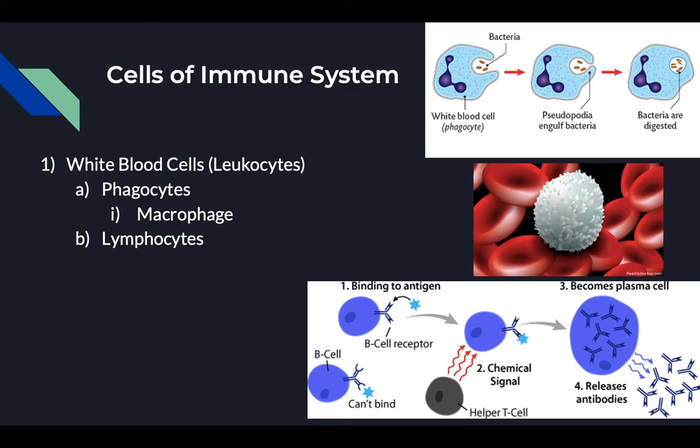Then we have lymphocytes, and there are 2 types of lymphocytes. There are B cells, and their job is to make antibodies. And then we've got T cells. They kill antigens. So B cells make antibodies, T cells kill antigens. And we'll talk a little bit more about their differences later.